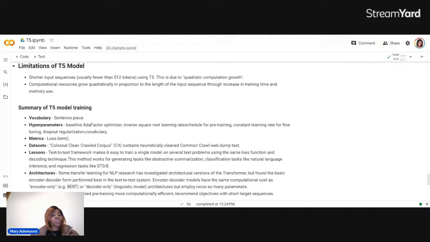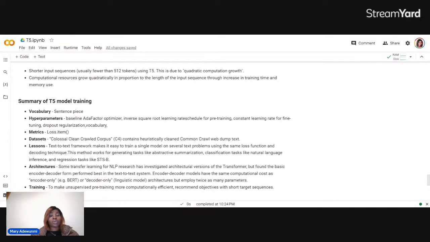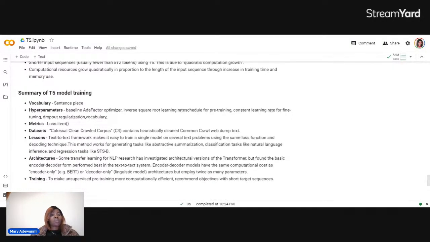So, summary of T5 model training. It uses SentencePiece, text-to-text. Other parameters, baseline, other factors, optimizer. So as long as you write the right parameters, you too can design it or use it.